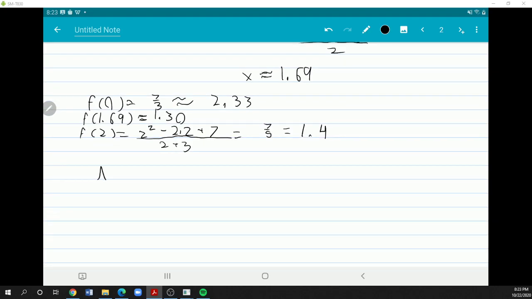So what's our max? Absolute max is (0, 2.33). The absolute min is (1.69, 1.30). And that answers that problem.